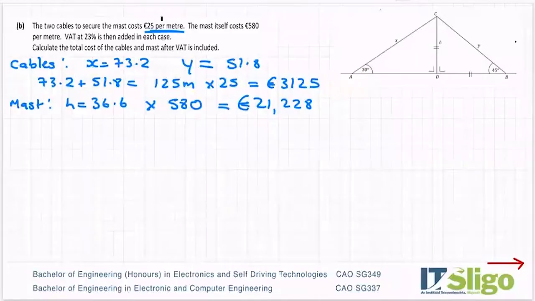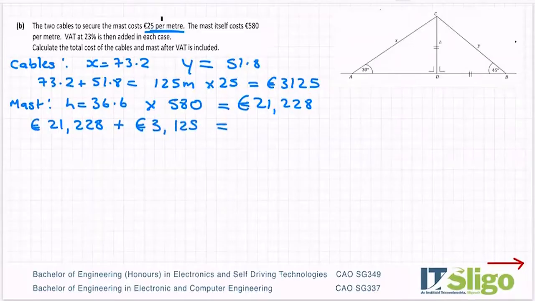Okay, so let's add them together and get the price before VAT. Or you could, of course, add the VAT on first and then find the total. You can do it whichever way you want. Plus 3125. So I'm getting 24,353 euros before VAT.